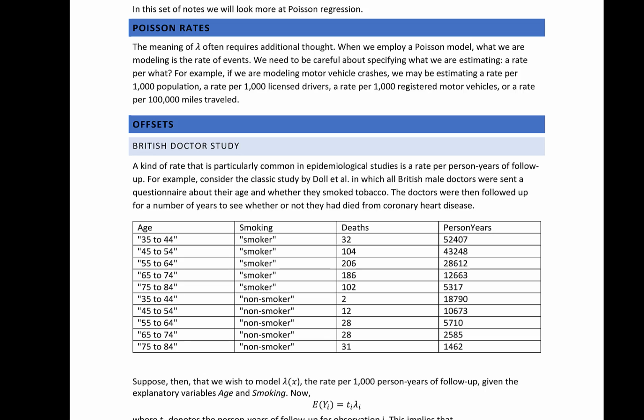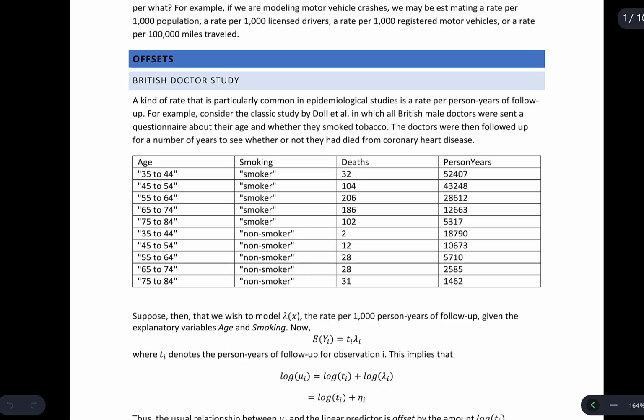A kind of rate that is particularly common, especially in epidemiological studies, is a rate per person years of follow-up. Consider the classic study by Doll, in which all British male doctors were sent a questionnaire about their age and whether they smoked tobacco. The doctors were then followed up for a number of years to see whether or not they had died from coronary heart disease. And this is what the actual data set looks like.